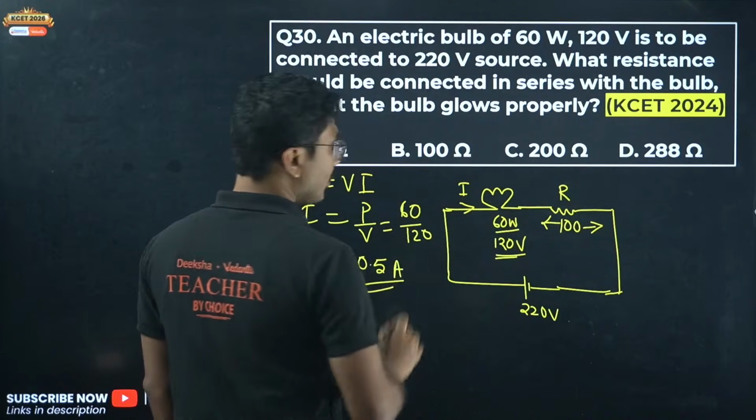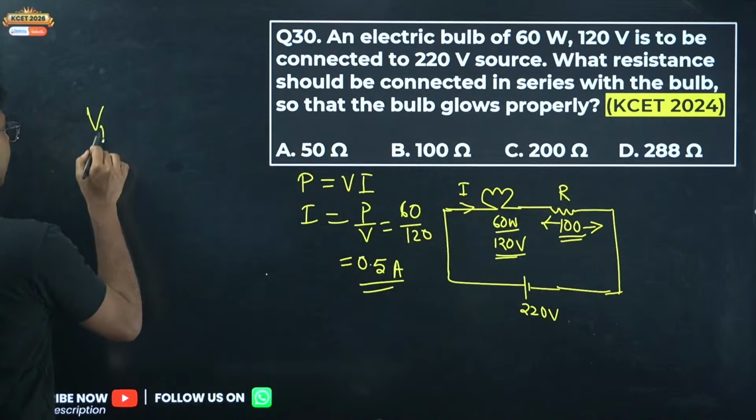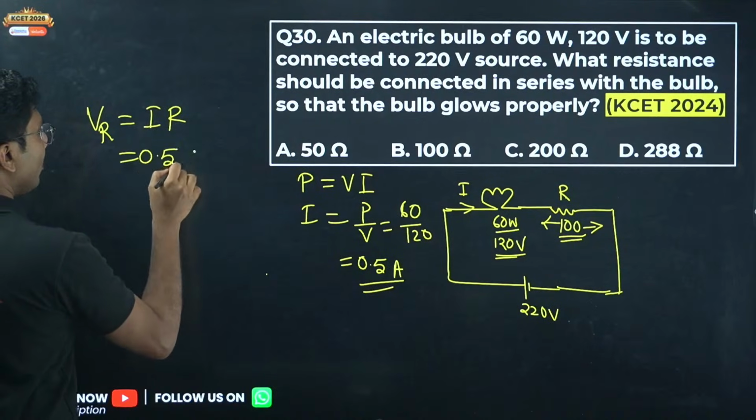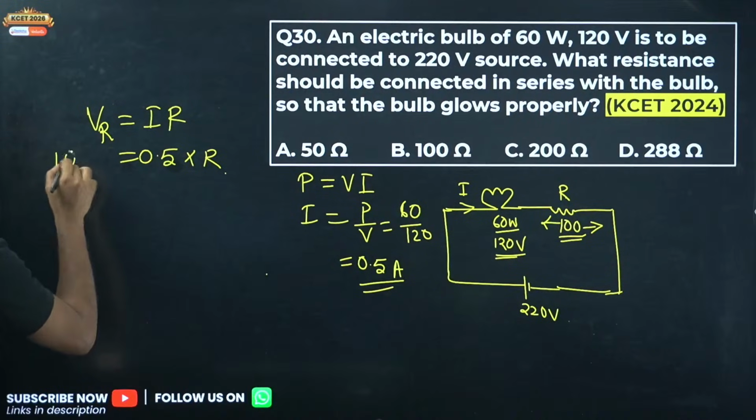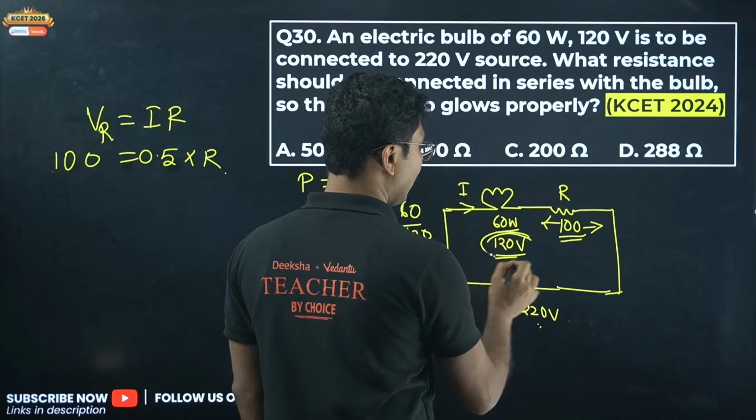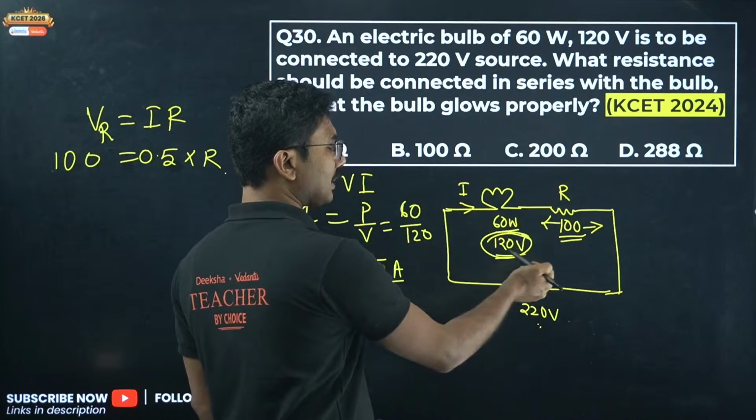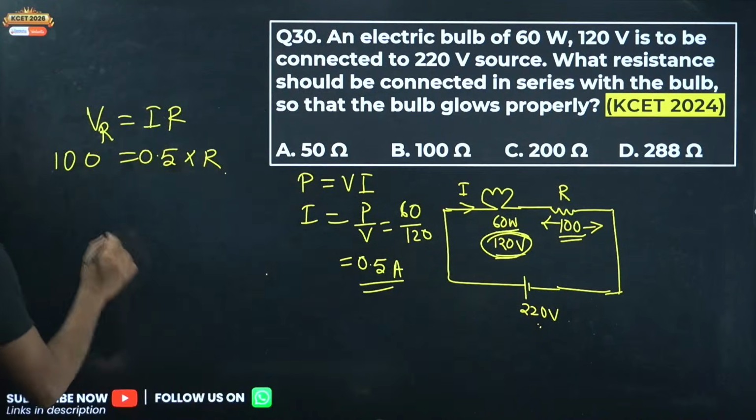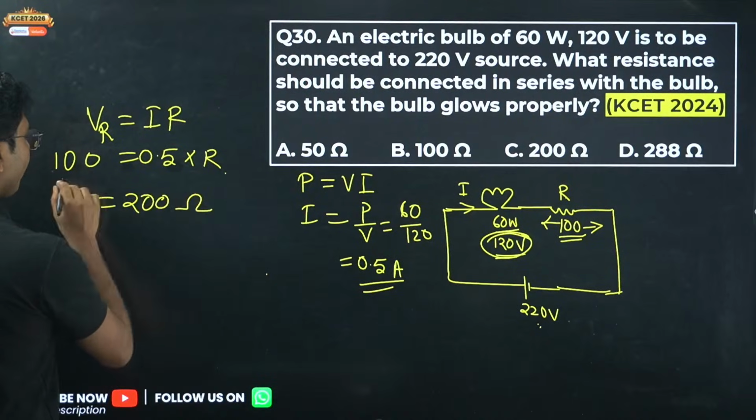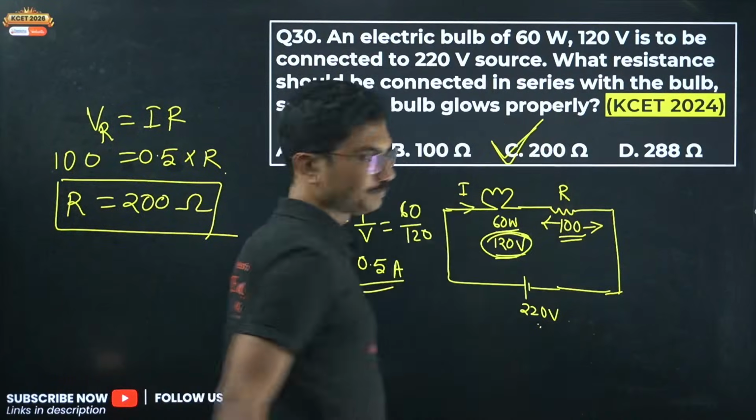This is the current. The voltage drop across the resistance should be 100 volt. What is the voltage drop across the resistance? Very simple, I into R, that is 0.5 into R, and that drop should be equal to 100. Why 100? Because out of 220 volt, only 120 volt is being used by the bulb. Remaining 220 minus 120, that is 100 volt, should be used by the resistance. So from here we say R equals 200 ohm. R must be 200 ohm. So correct answer is option C.